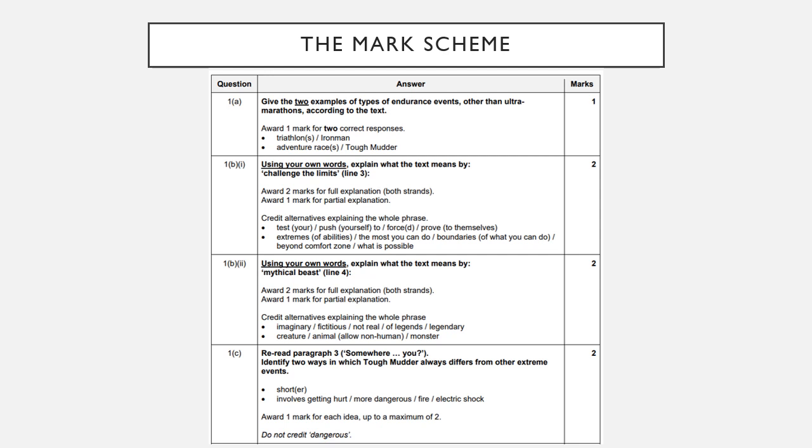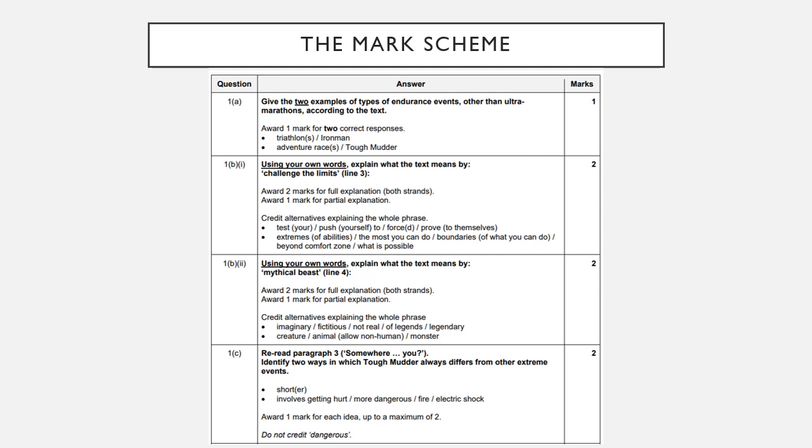Okay. So if we look at the next one, it's to do with this mythical beast one. And we said something like imaginary creature, didn't we? And that would have got us the 2 marks. Look, imaginary, fictitious, not real, of legends, legendary. We were saying that, weren't we? And then something about creature, animal, monster, something like that instead of beast is what we were after.